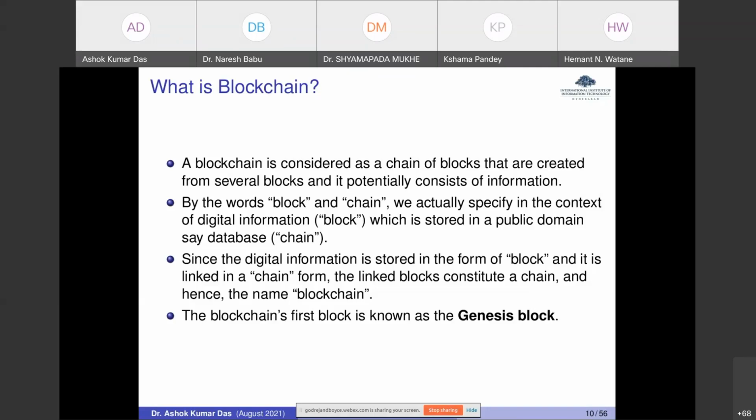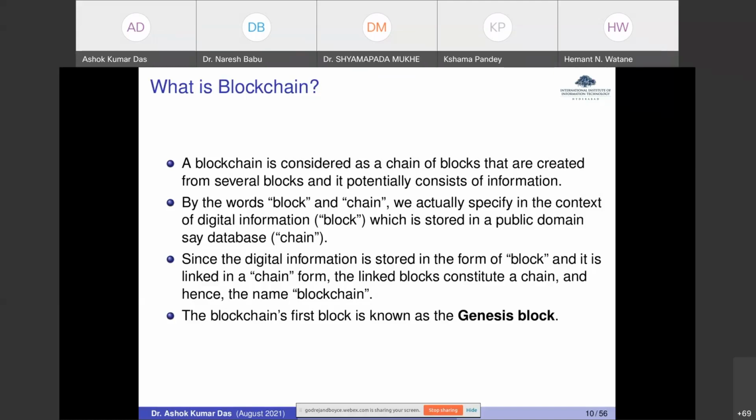Since it is a chain of blocks, the blockchain should start from some place. The first block that is created in the blockchain has a special name, which is known as the genesis block. Therefore the genesis block is the first created block in the blockchain.